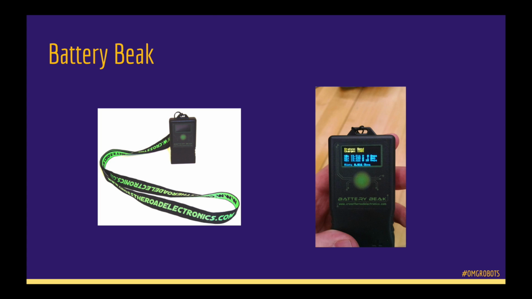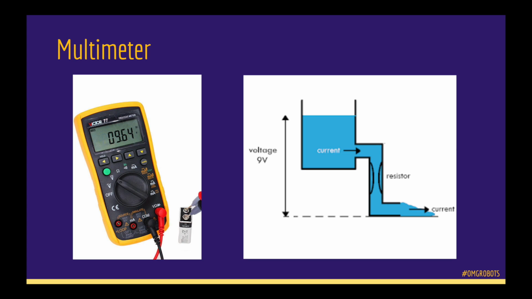To check the voltage of our batteries, we use a tool called a battery beak. A multimeter is another tool that we can use to check the voltage of our batteries. However, it can also measure electric current and resistance in addition to voltage, as we mentioned with our battery beak.